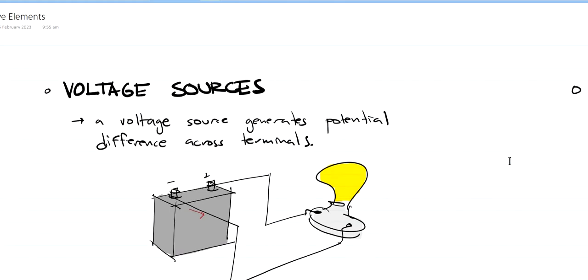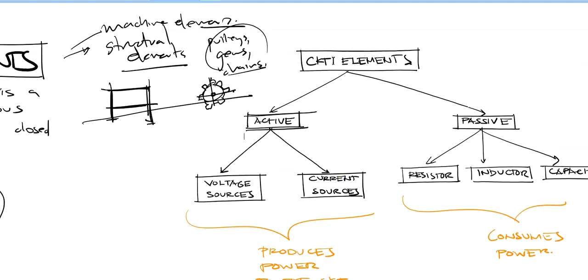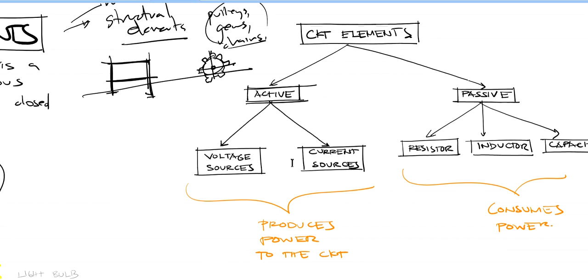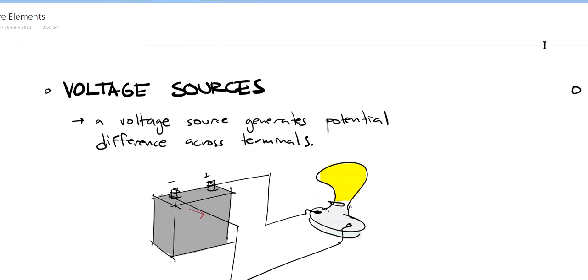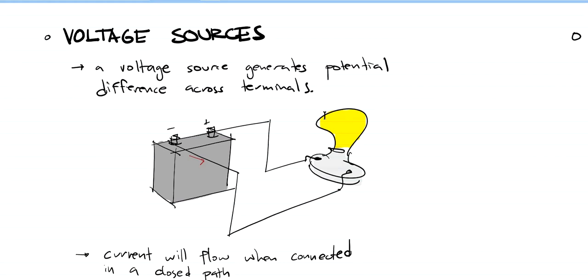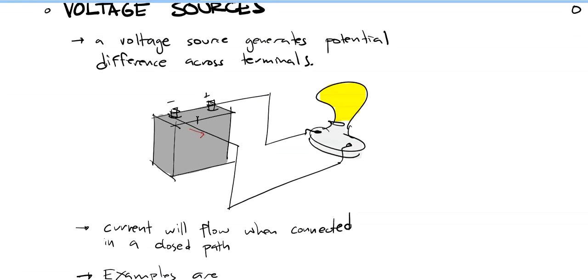Okay, so now we'll move on to electrical sources, because recall here are our circuit elements. We are done discussing the passive elements, and now we'll be discussing the active elements. Active elements are the ones producing the power in the circuits. This can be voltage sources or current sources. A voltage source generates a potential difference across a terminal. An example is a battery, which converts non-electric energy into electrical energy.